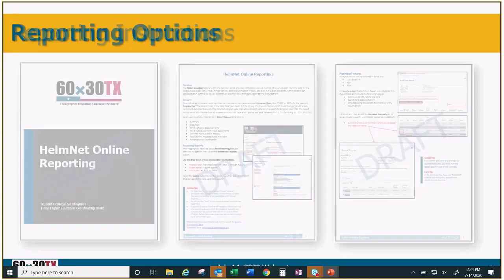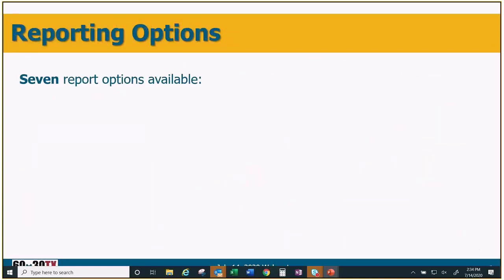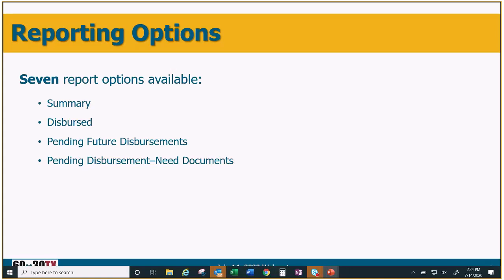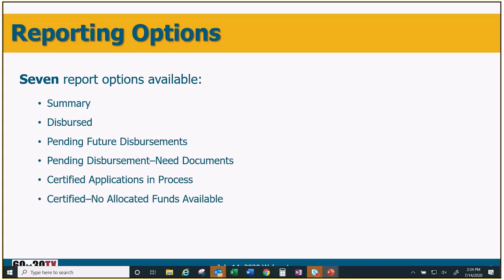There are seven reports available in the system. These do mirror the old reports. We tried to recreate those because we know that schools that were using them find them valuable. So within those seven reports, we have a summary, we have a disbursed report, we have the pending future disbursements, and we have a pending disbursements needs docs, certified applications in process, certified, no allocated funds available, and pending school certification.